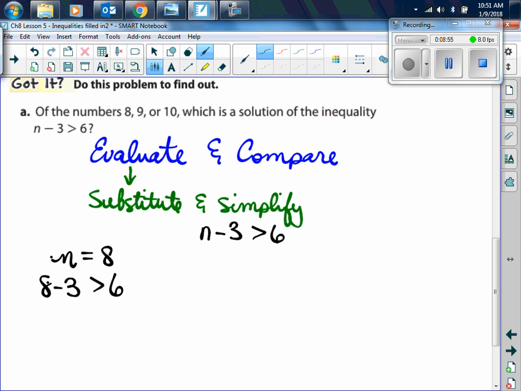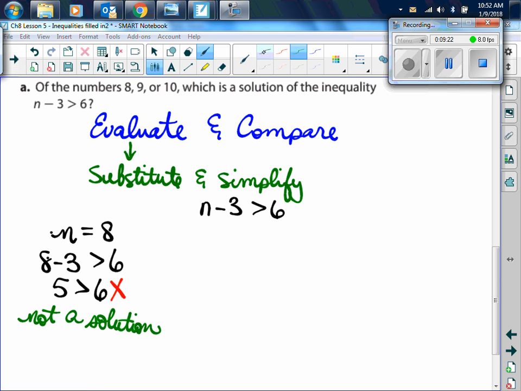So 8 minus 3 is 5. And that's greater than 6. So, is that a true statement, yes or no? No, that is false. That is a false statement. So this is not a solution. Is everybody clear? So now we want to check if n is equal to 9. So now we substitute, simplify, and compare.